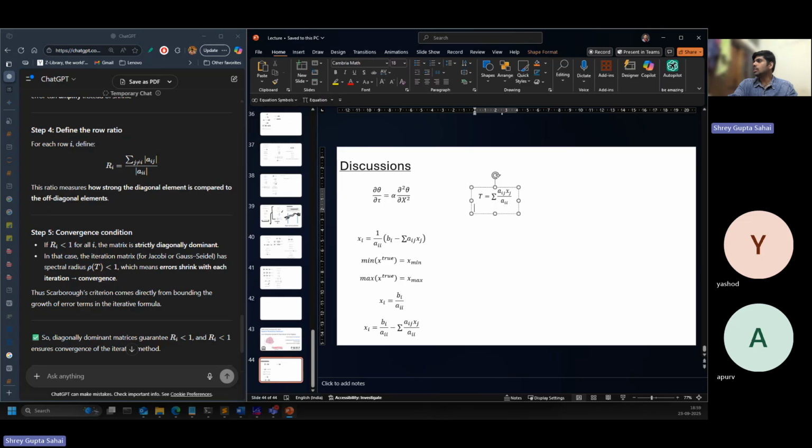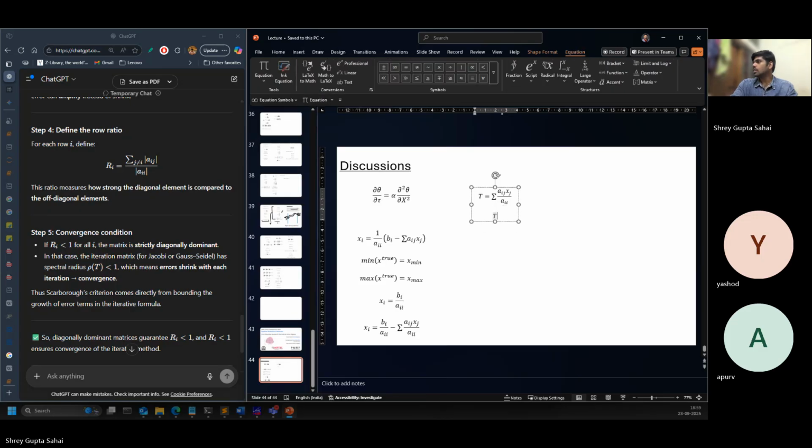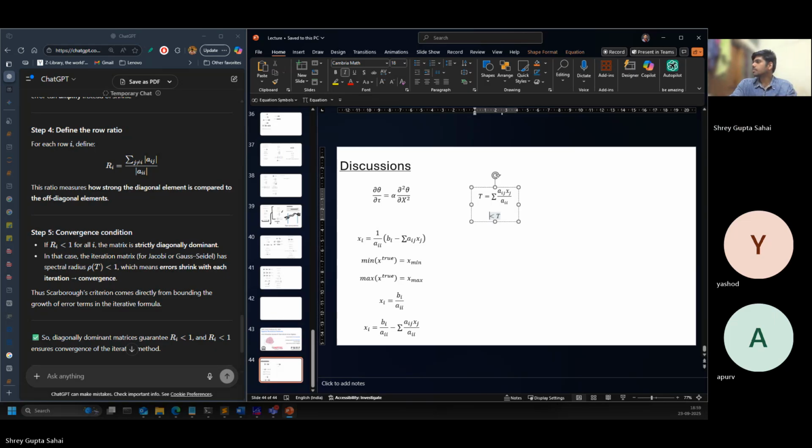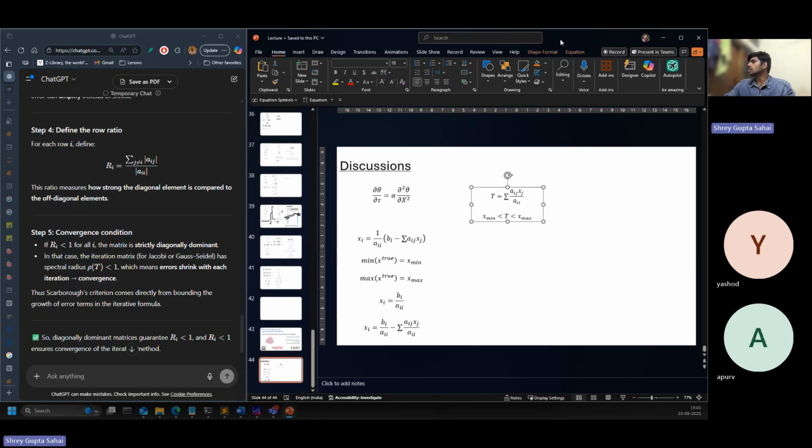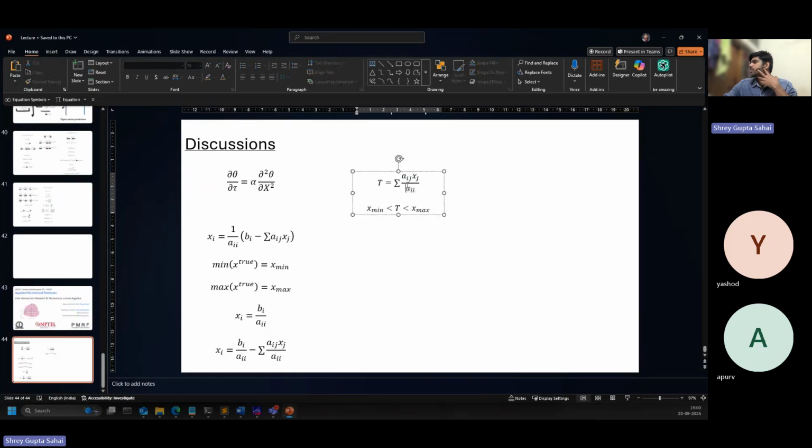Now what do we know? T is supposed to lie. Will t always lie like this? X. So can we have a bounded approach, can we bind this in between some values? I'll have to think about it. How do I bind this? Let me think.